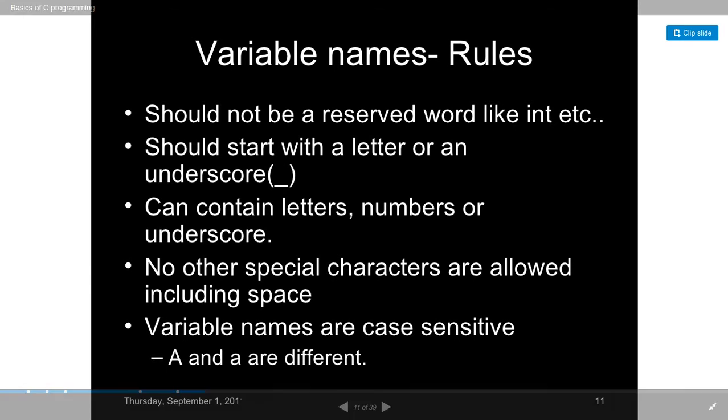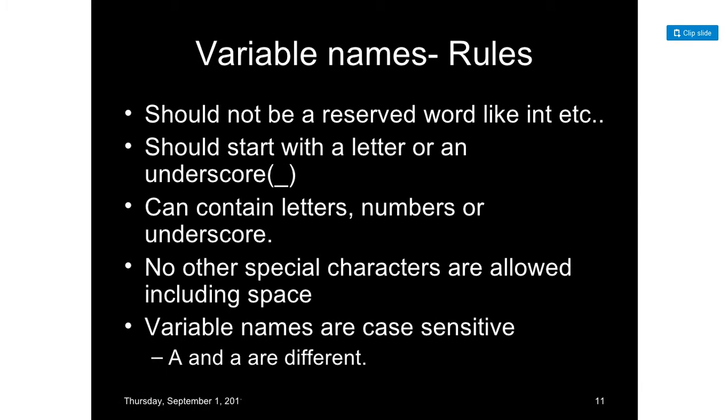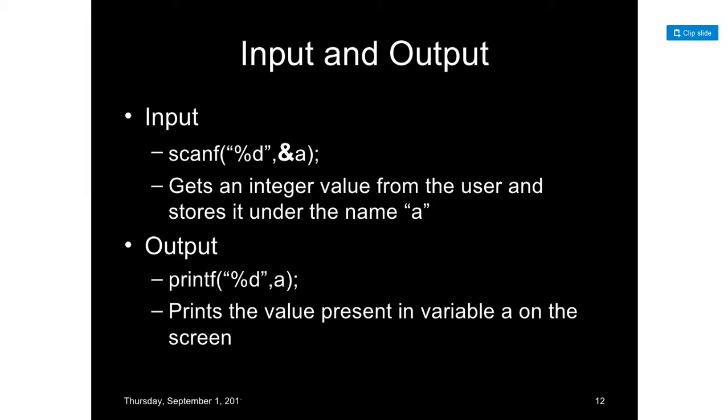Now, there are certain rules to assigning a variable name. Your variable should be well defined and it should not contain reserved words like int, float, double, or char. And it cannot contain any special characters, including the space, or for a more well defined variable, you can separate it by using the underscore.